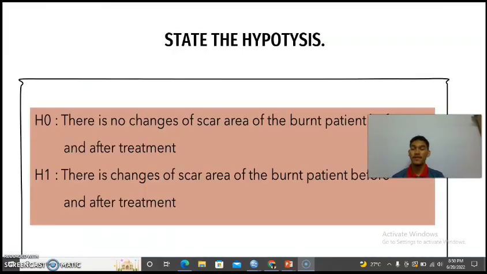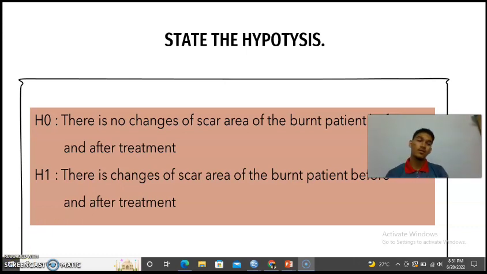Okay, so after we got the normality test, the hypotheses. For H0, the null hypothesis, there is no change of scar area of the burn patient before and after treatment. For H1, the alternative hypothesis, there is a change of scar area of the burn patient before and after treatment.